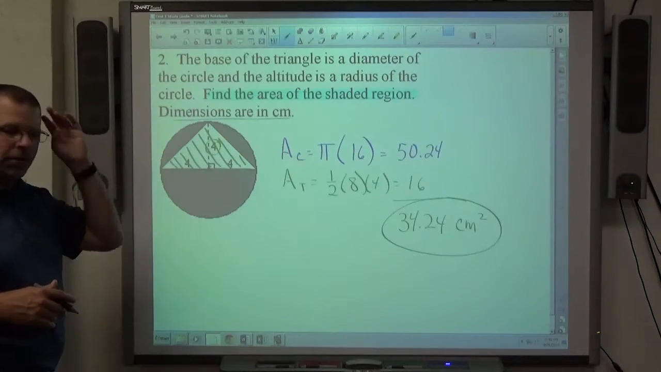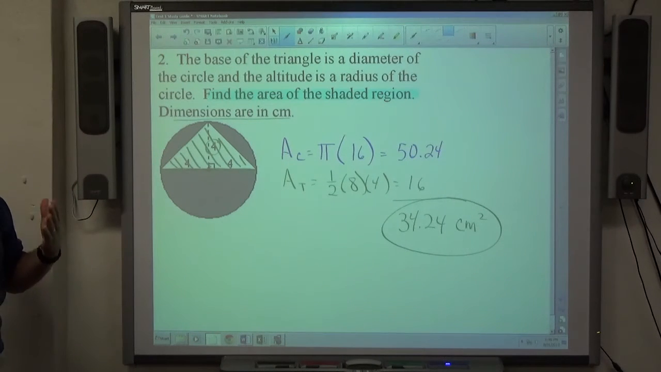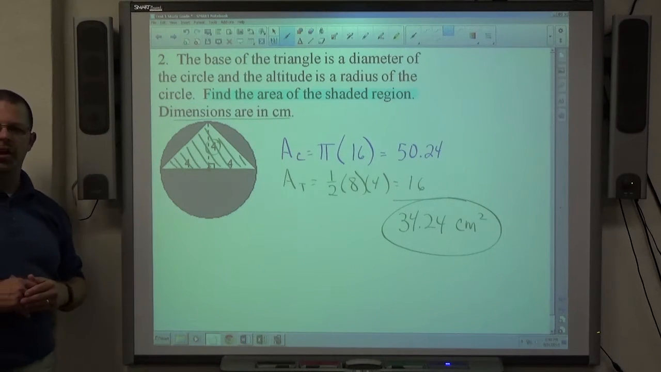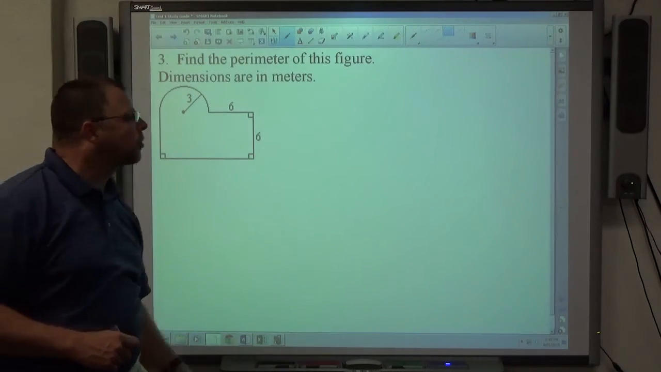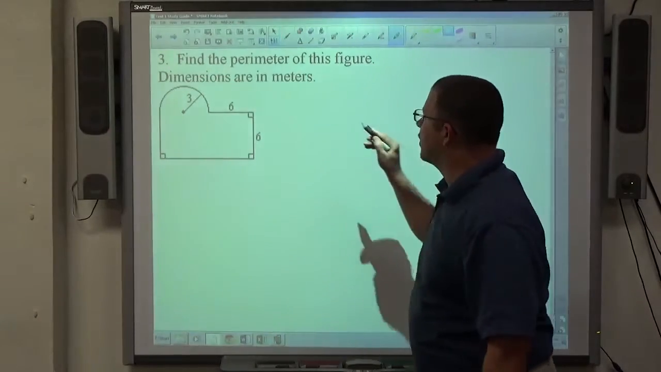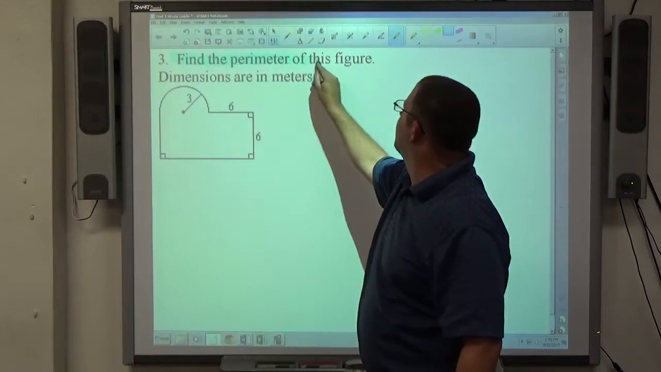Okay, so the first two problems there represent shaded areas. Find the area of the big figure, subtract all the unshaded parts, and you're left with the area of the shaded part. Number 3. Directions clearly state, find the perimeter of this figure.